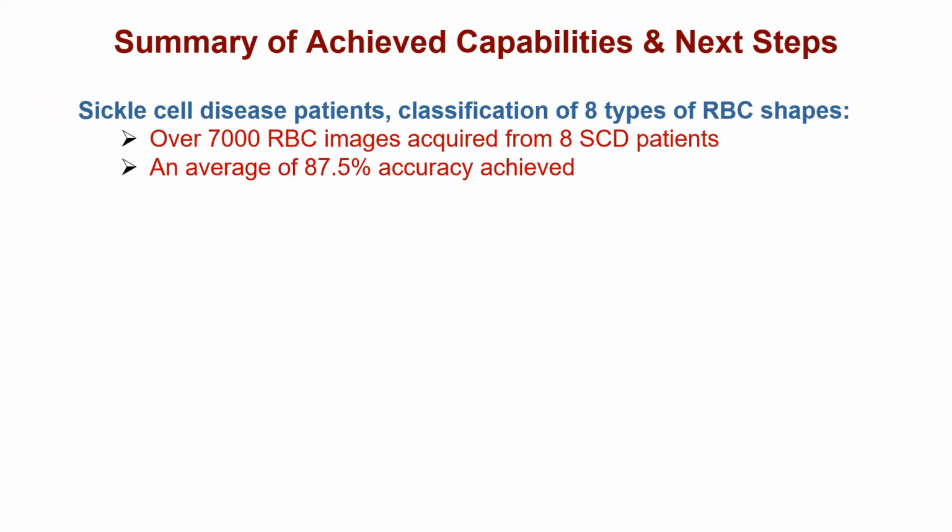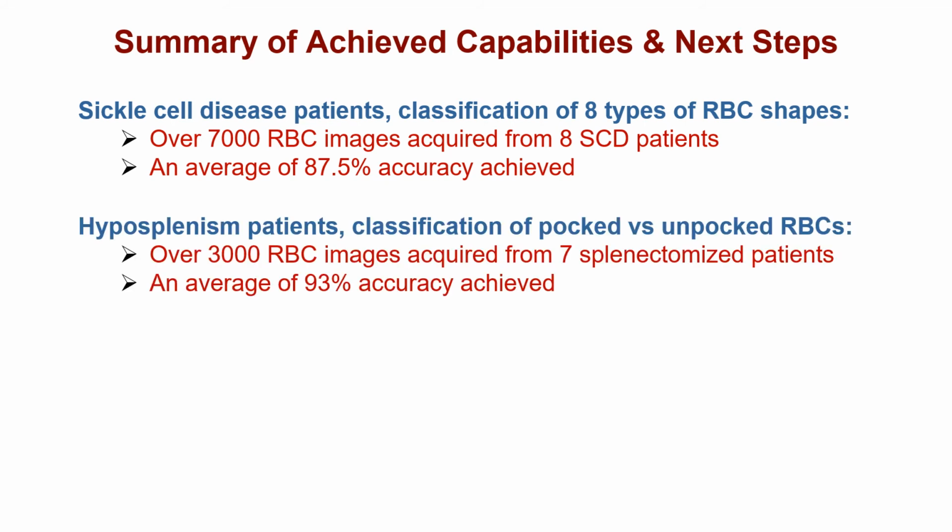To summarize, for sickle cell disease patient samples and classification of 8 types of RBC shapes, over 7,000 RBC images were acquired and labeled from 8 sickle cell disease patients. An average of 87.5% accuracy was achieved, reasonably good considering the complexity of the problem.